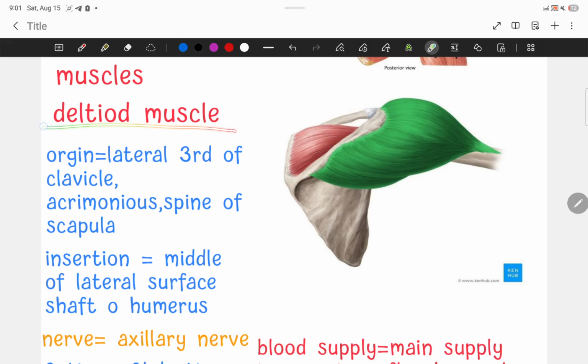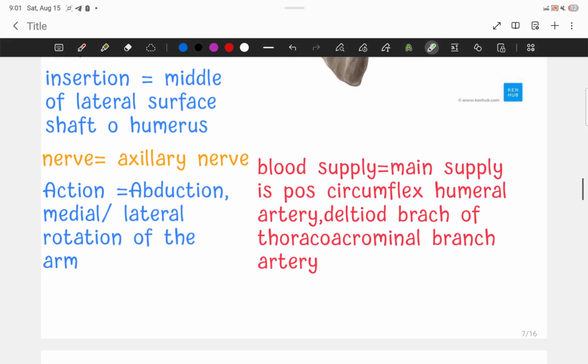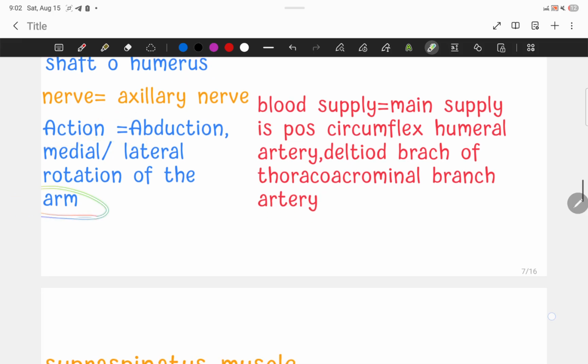And this time we talk about the muscles. The first one is the deltoid muscle. The origin is the lateral third of the clavicle, acromion, and spine of scapula, and the insertion is the middle of the lateral surface of the humerus. The nerve is the axillary nerve. It has two blood supplies. The main one is the posterior circumflex humeral artery, and another one is the deltoid branch of the thoracoacromial artery. And the function is abduction, medial and lateral rotation of the arm.